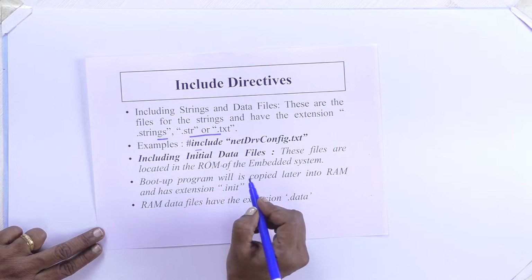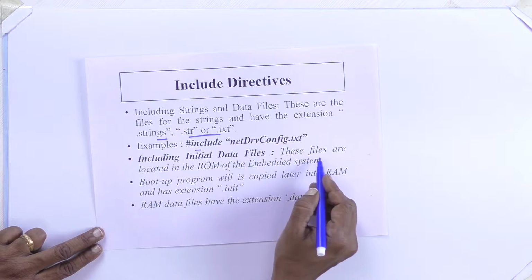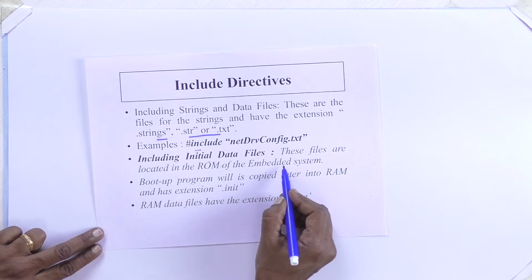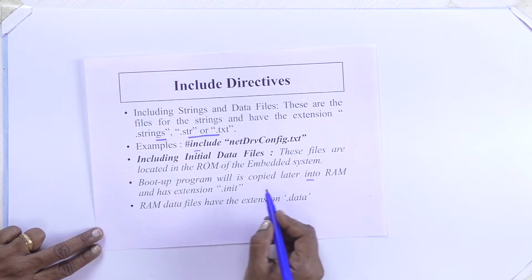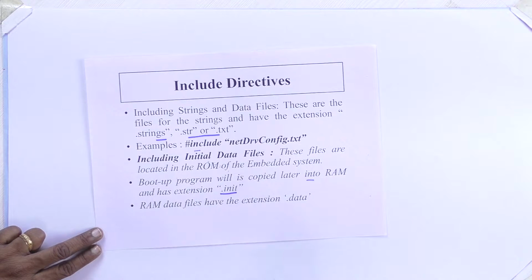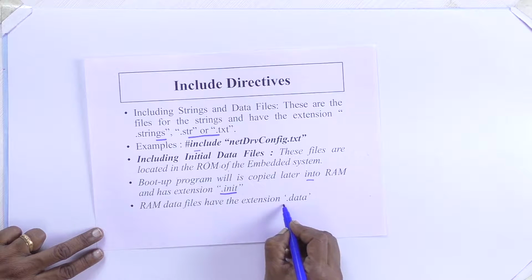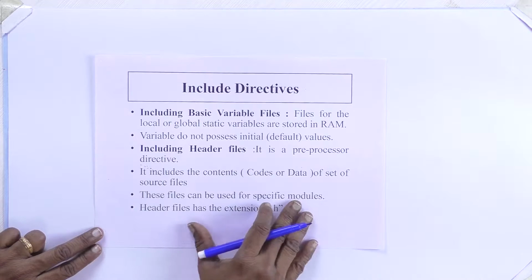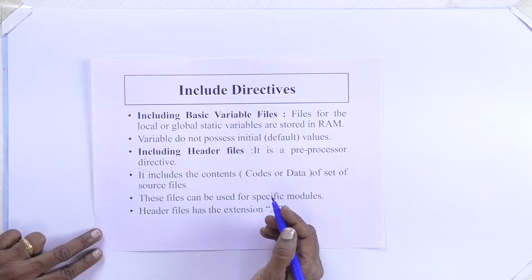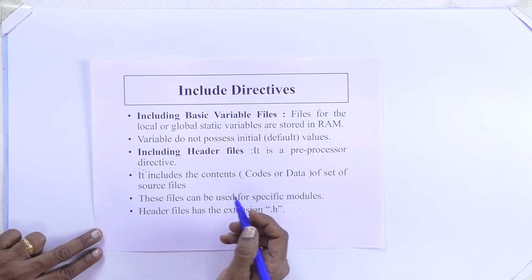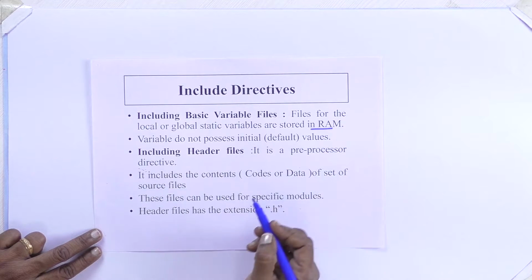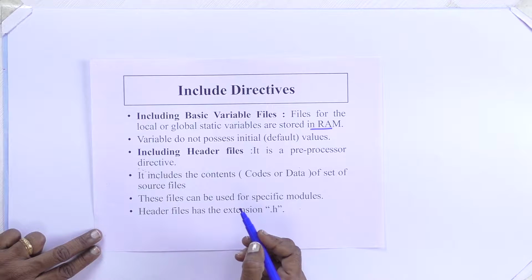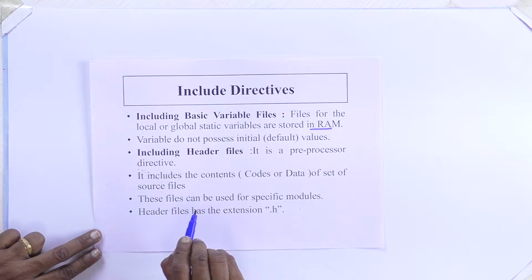So this can also be done in your preprocessor directive. These files are located in the ROM of the embedded system. Your bootup program will be copied later into the RAM that has the extension .init. RAM data files have the extension .data. Continuing with the preprocessor directive that includes basic variable files: files for the local or global static variables are stored in the RAM. Variables do not possess initial or default values.